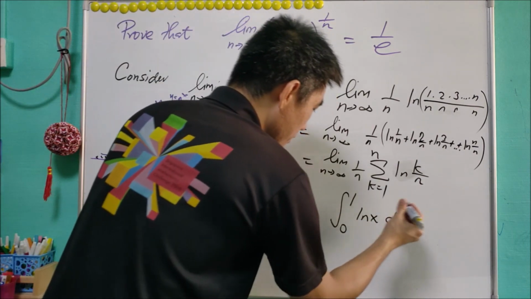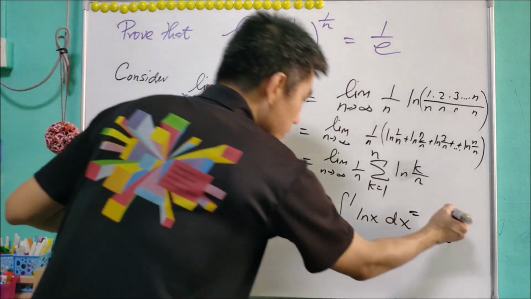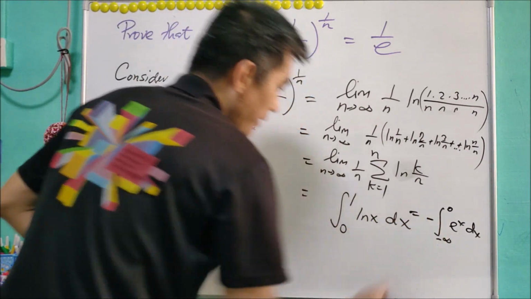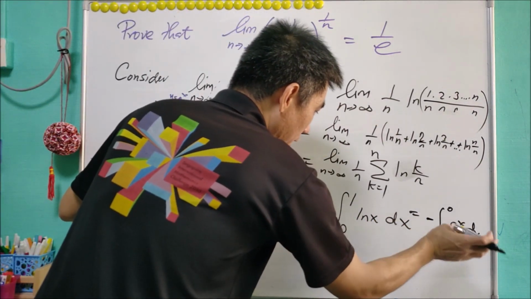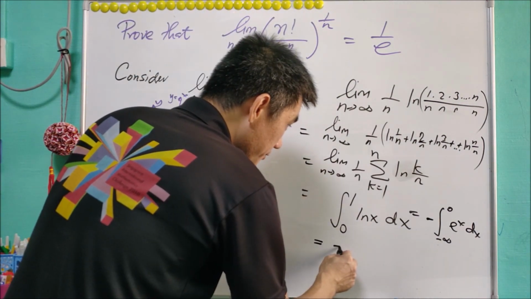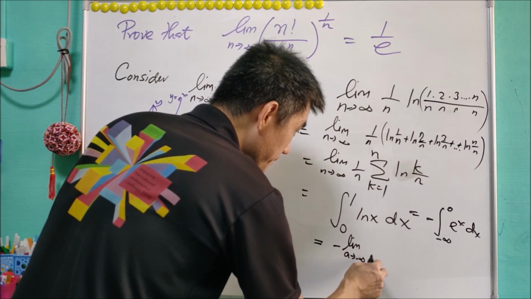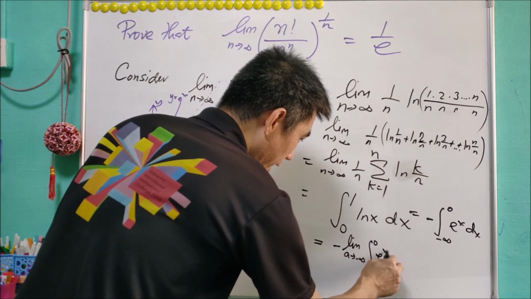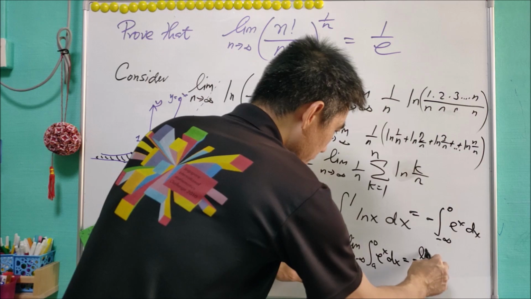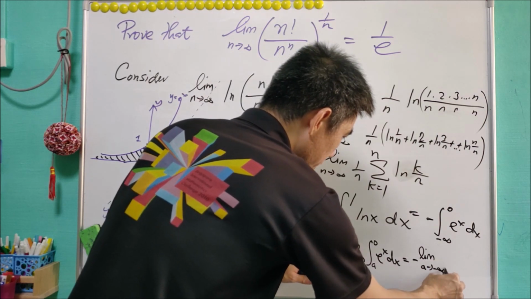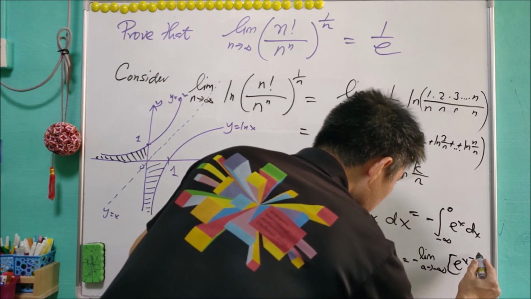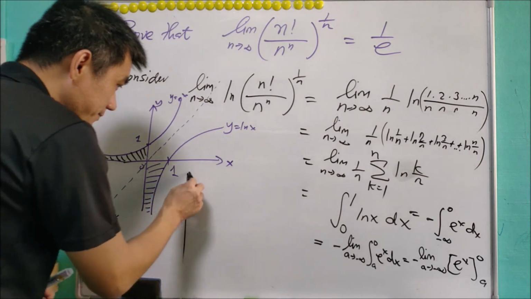So this is exactly equal to the integral from negative infinity to 0 of e to the x dx, but bear in mind that this is a negative value. This is a so-called improper integral. Then we should write it as negative limit as a goes to negative infinity of the integral from a to 0 of e to the x dx. And when we do this, this will be negative limit as a goes to negative infinity, and this is e to the x from a to 0.